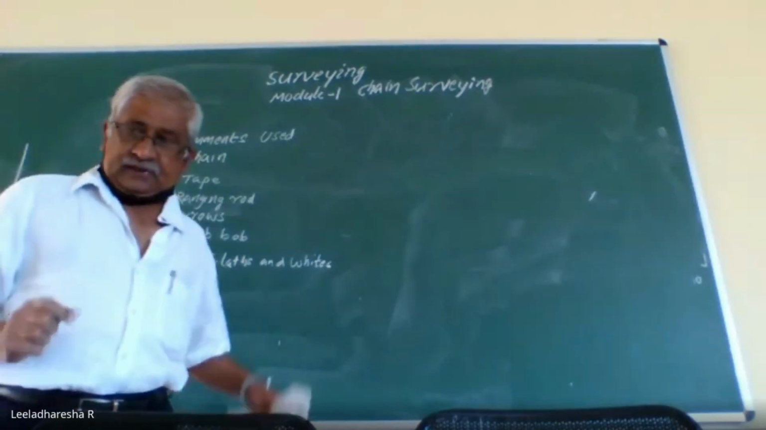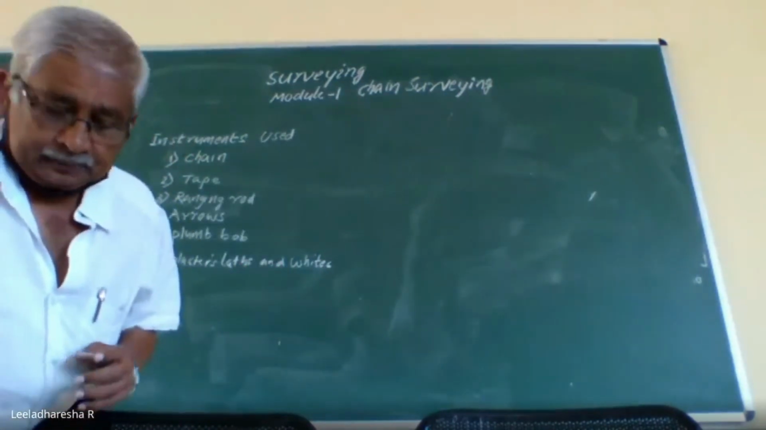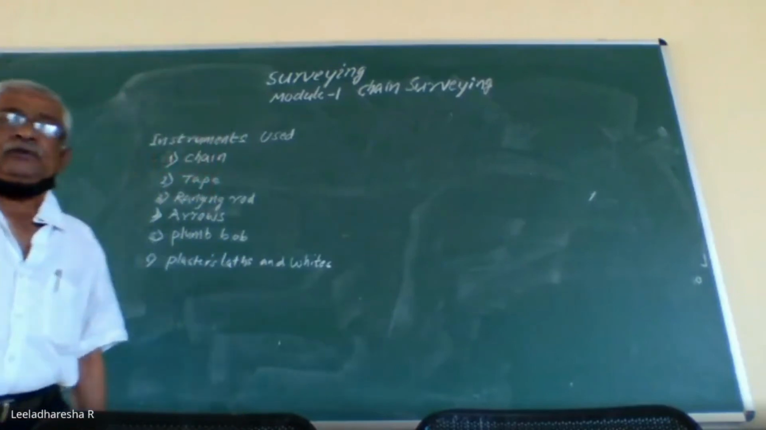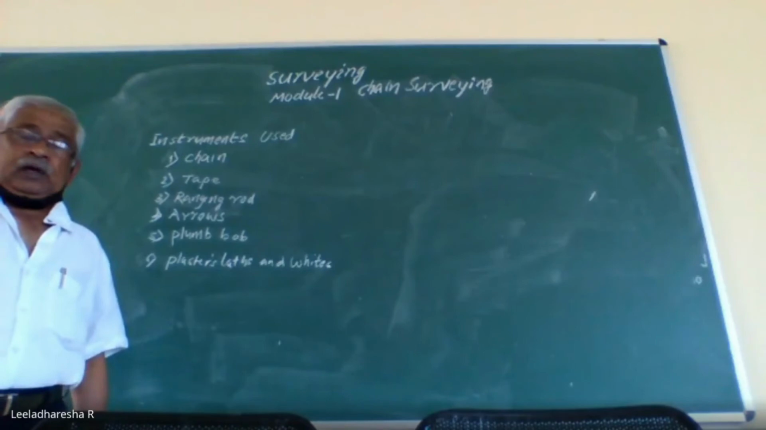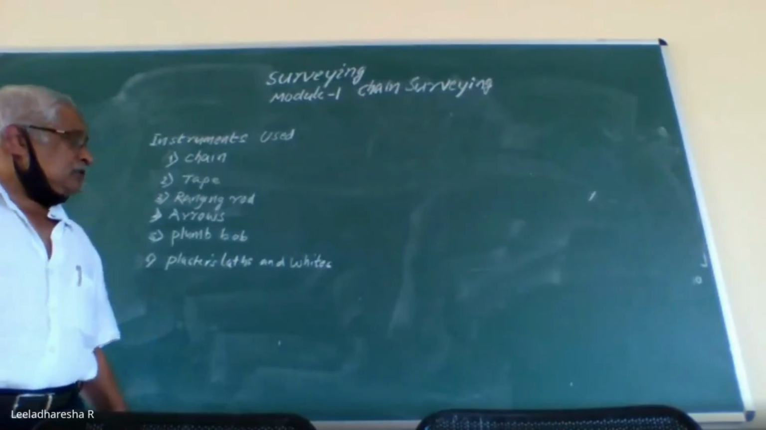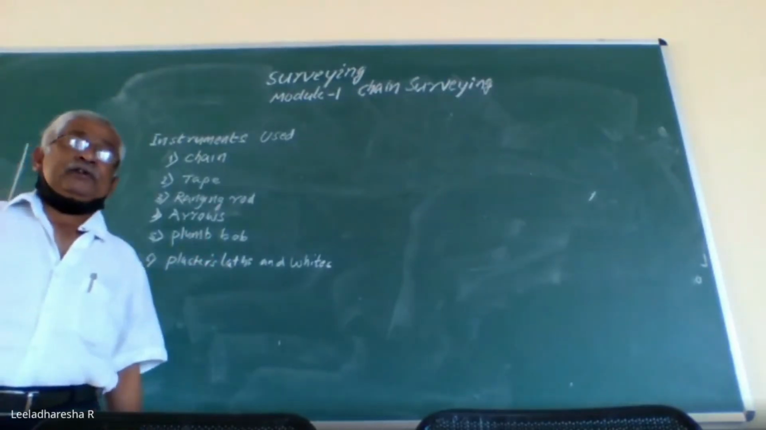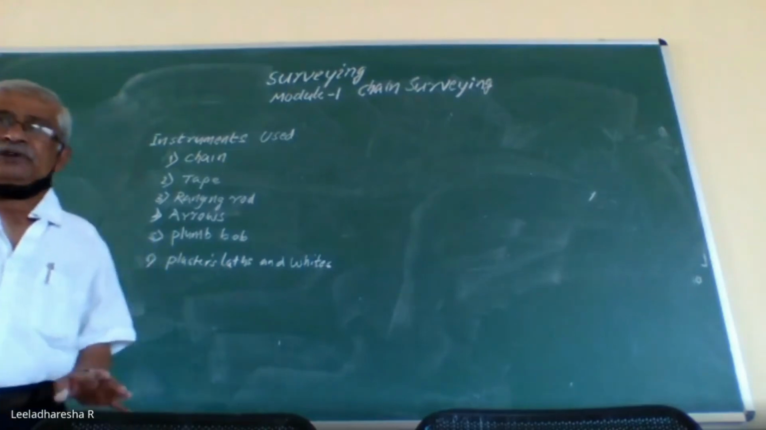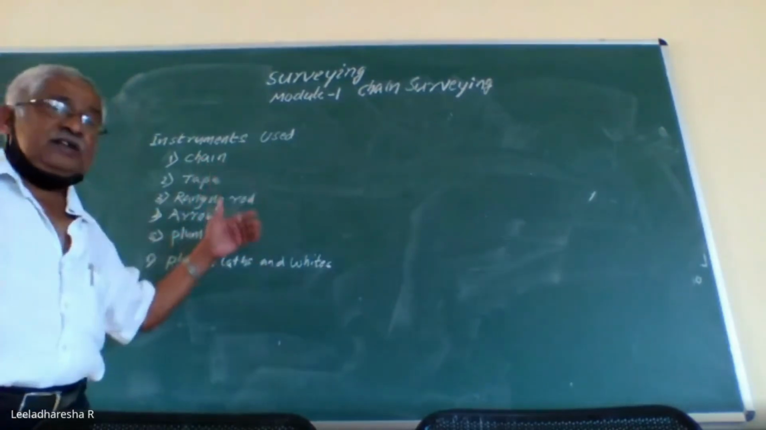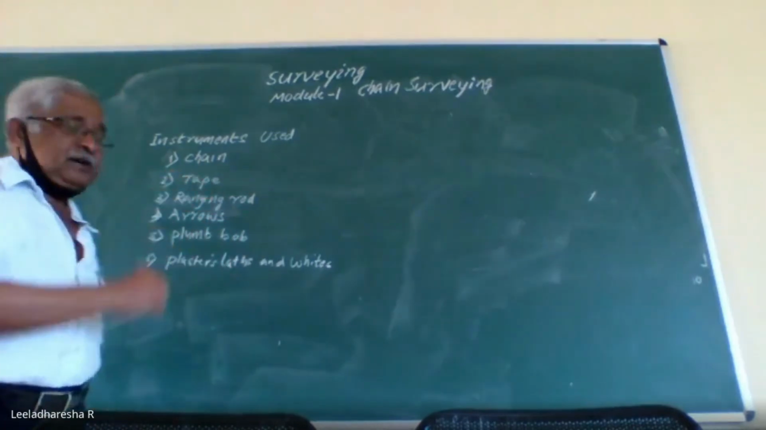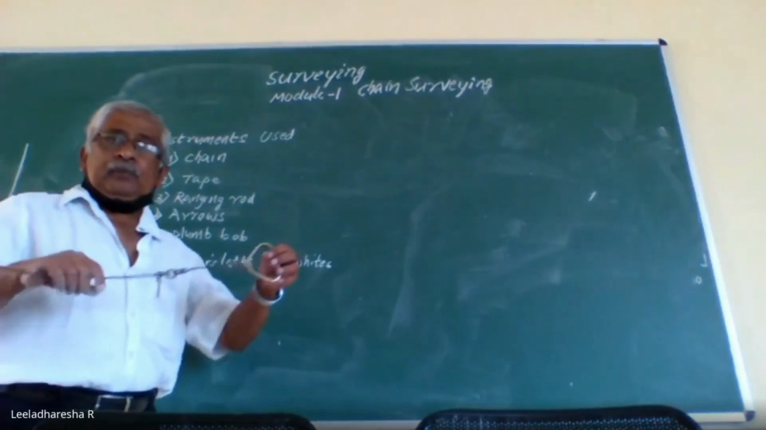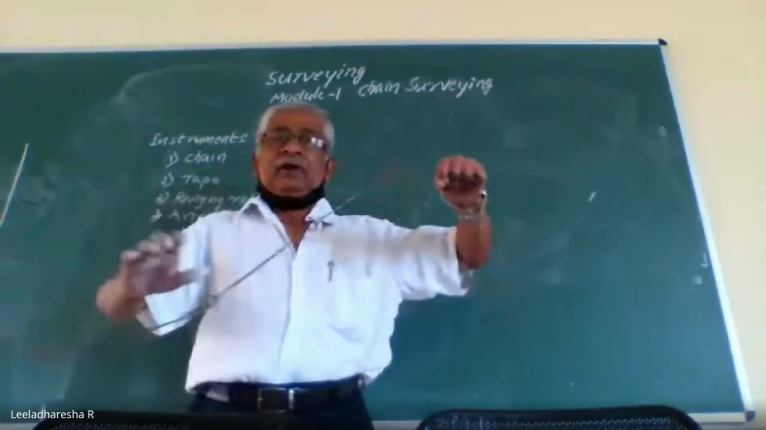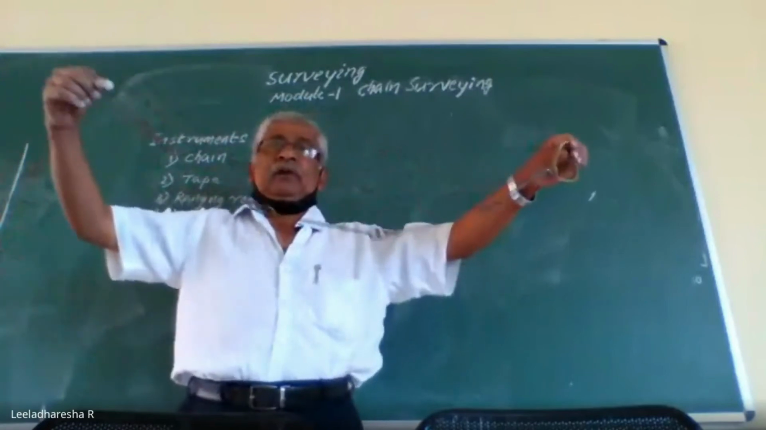Okay, now let us discuss the instruments used in case of chain survey. As the title indicates, chain is the most important instrument which is used to measure the horizontal distances. Normally there are various types of chains. I'll come to the details in the next class. Before that, I want to show you a chain. All of you can see, this particular instrument is called a chain.